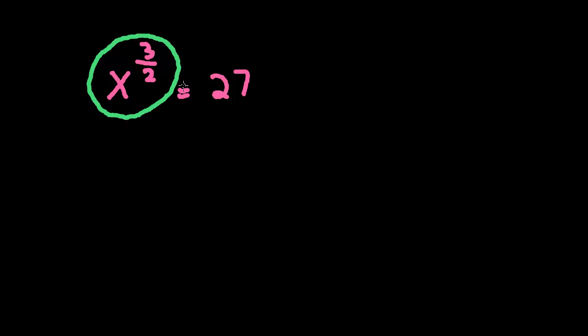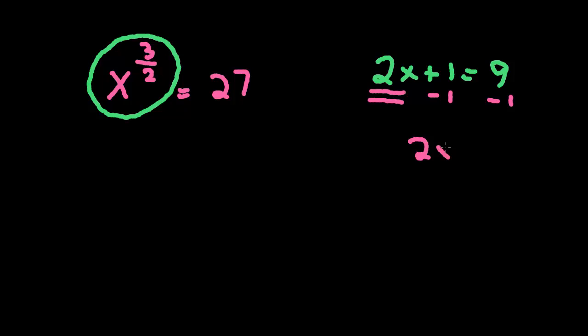Now, if there had been a +1 or something else, just as if I was solving 2x plus 1 equals 9, what I do is leave this till the end. I would have subtracted 1 first, and then I would take care of the thing that's attached to the x at the end, and I would divide by 2 as my last step. But in this case, we don't have any extra stuff. So we can go right ahead to addressing the fact that we have x to this power.